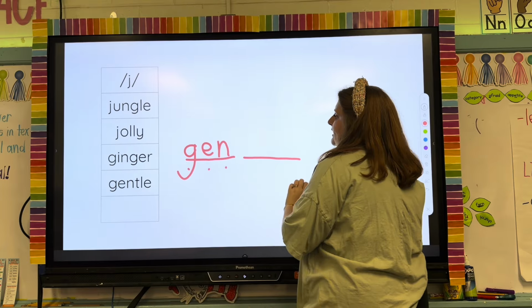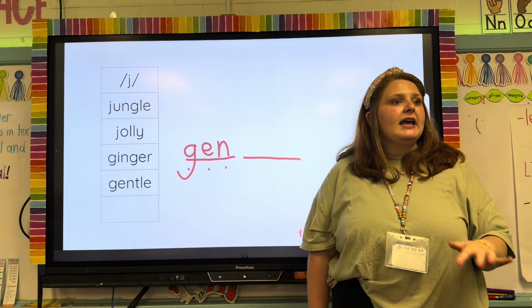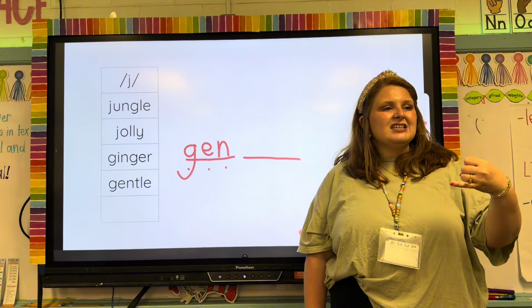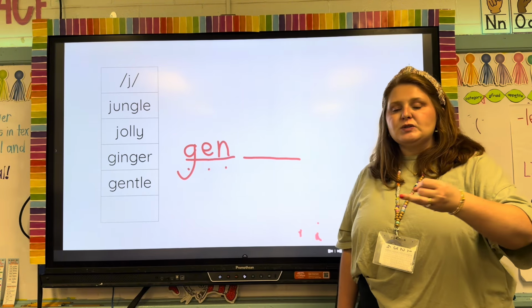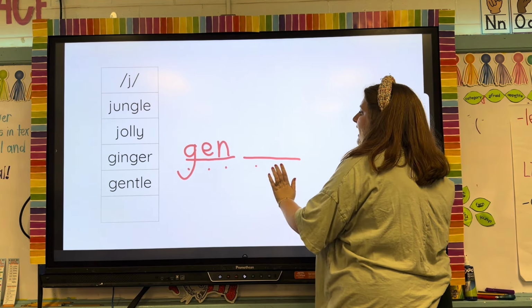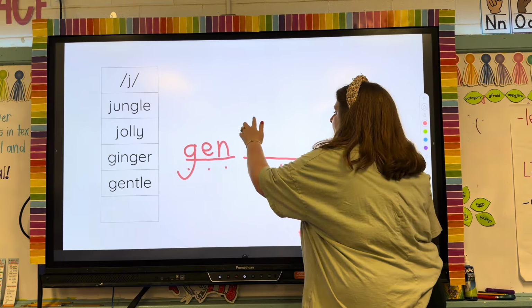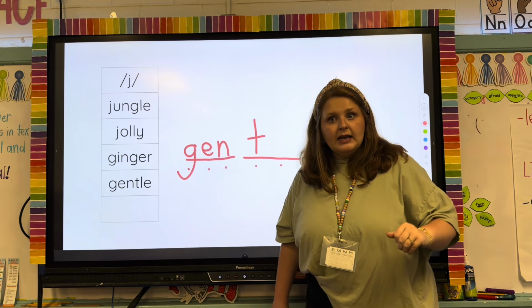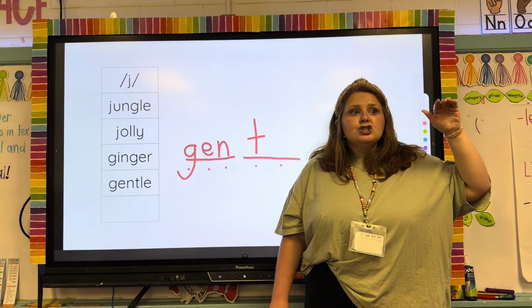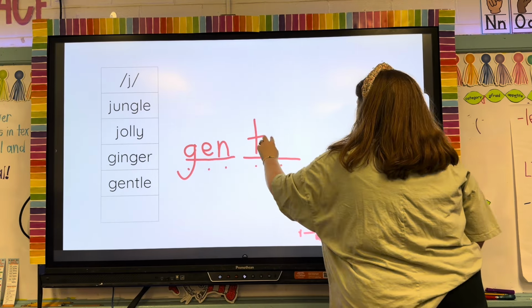And what's my second syllable? Toll. Pound it. Toll. How many sounds? 2. Now, how am I going to spell T? And if I have a T, is T a tall letter? So what am I going to use? L-E.